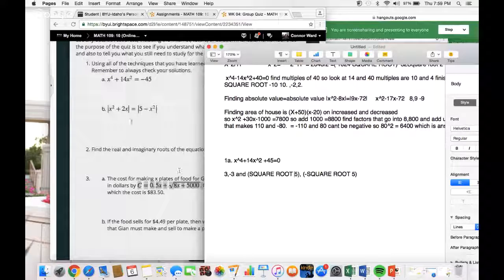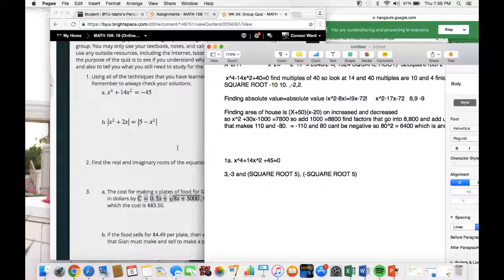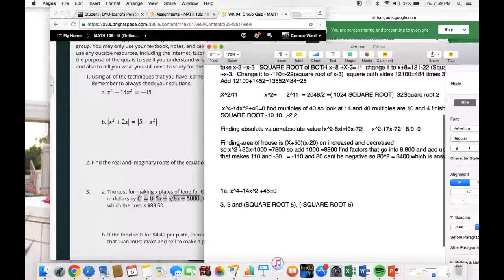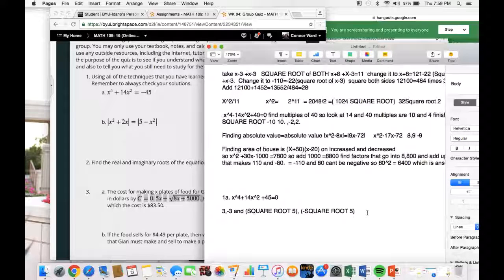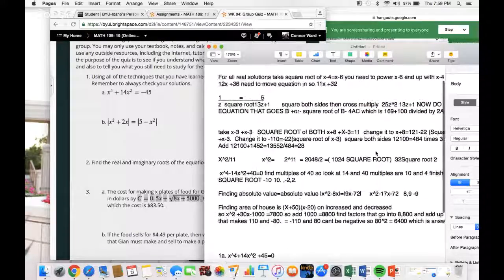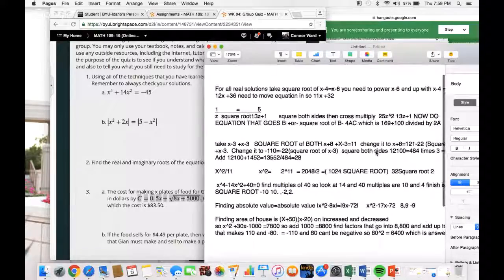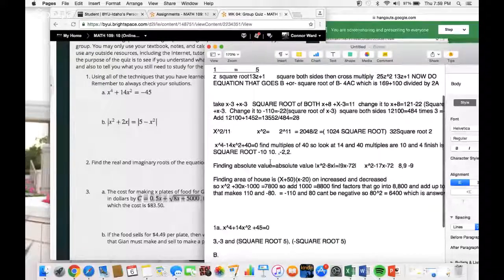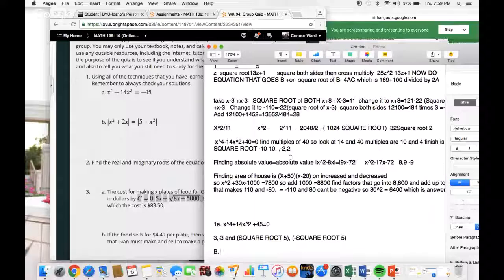Are you confident on the B at all? If you're not, that's okay. What did you do for the absolute value part? Did you just pretend it didn't exist when you were doing it? It looks like it's finding absolute value. So you got x squared minus 8x equals 9x minus 72. Okay.